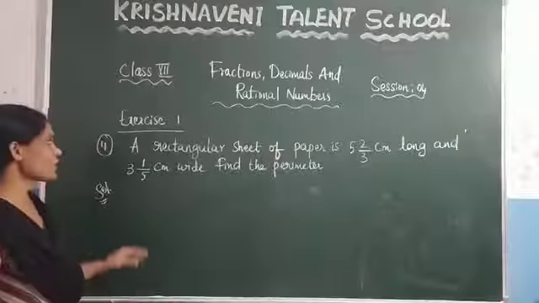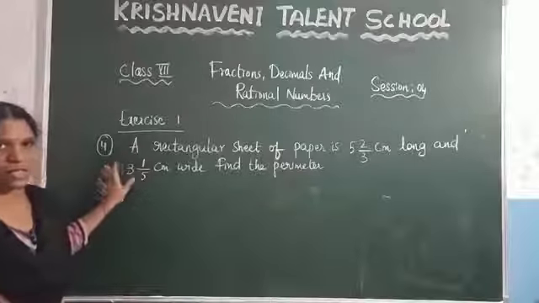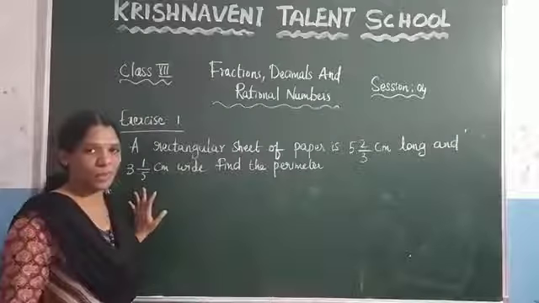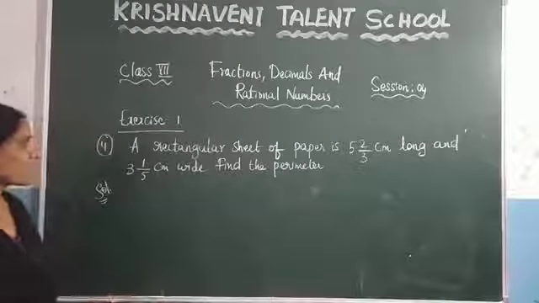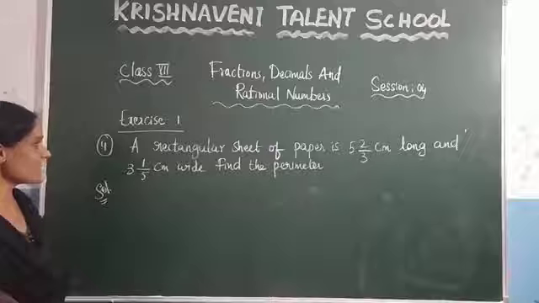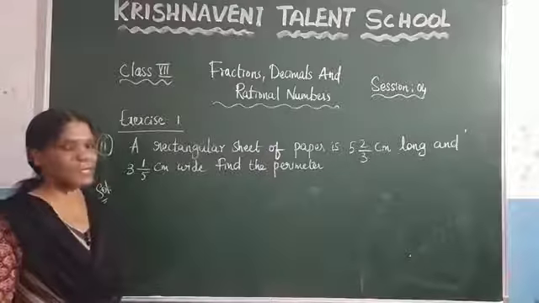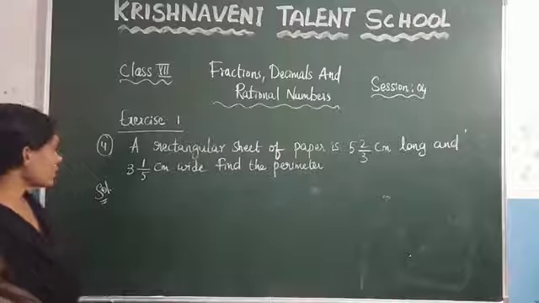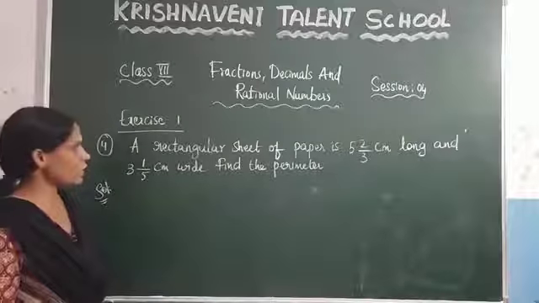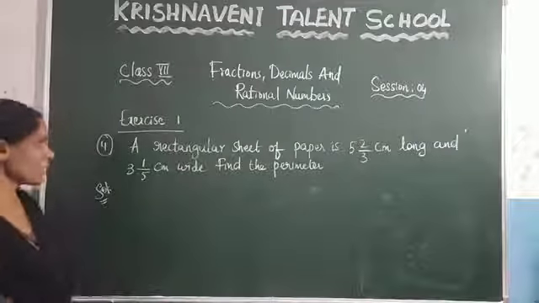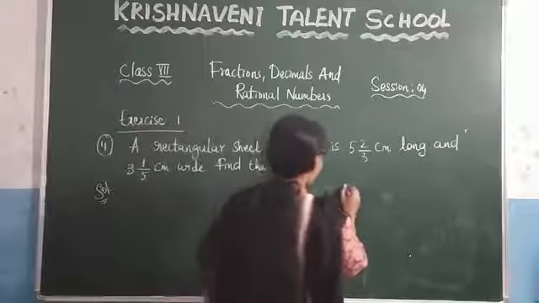In the last session we discussed exercise 1 up to 3 questions. Now we are going to solve the remaining questions from exercise 1. The fourth question says: a rectangular sheet of paper is 5 2/3 centimeters long and 3 1/5 centimeters wide. Find the perimeter.